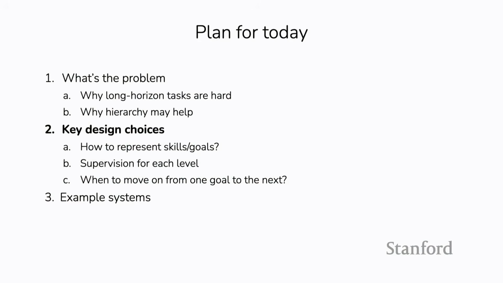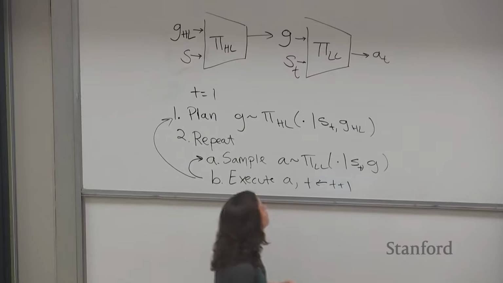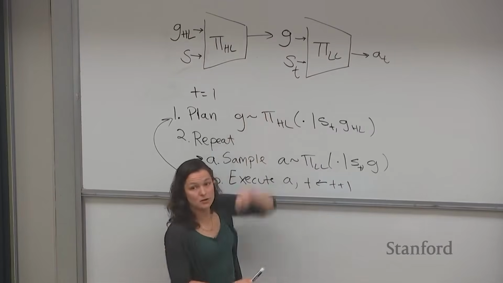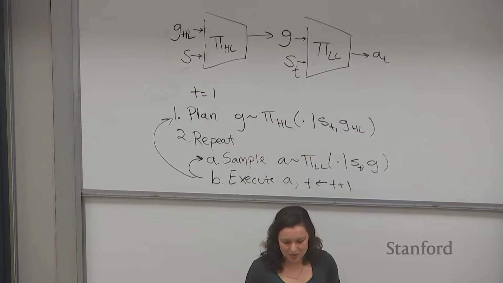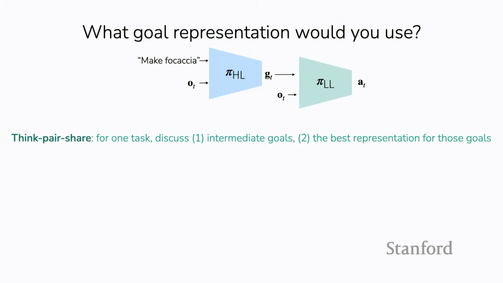So now let's dive into some of the design choices. This will also start to answer some of the questions that have come up. The first is that we've been abstractly talking about these different goals, and we need to think about how to actually represent those different goals. And I actually want to start with this as an exercise for you all to think about what different representations might make sense for different problems.